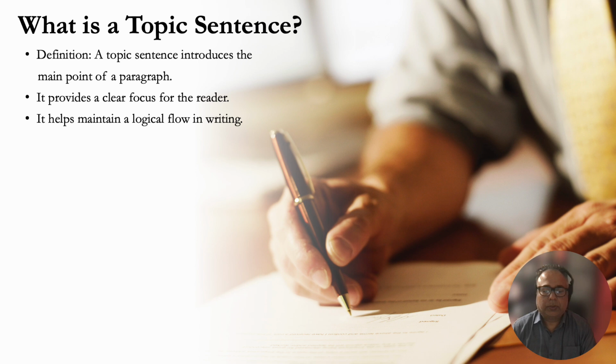First and foremost, a topic sentence introduces the main point of a paragraph. It usually begins a paragraph, as the first sentence of a paragraph. It provides a clear focus for the reader. The purpose of a topic sentence is to tell the reader the main point of a body paragraph, and it also helps maintain a logical flow in writing.